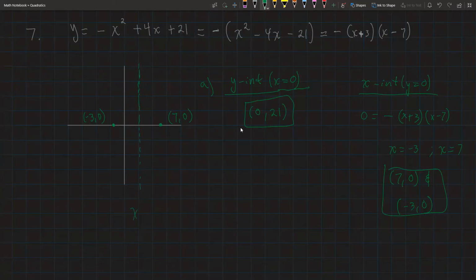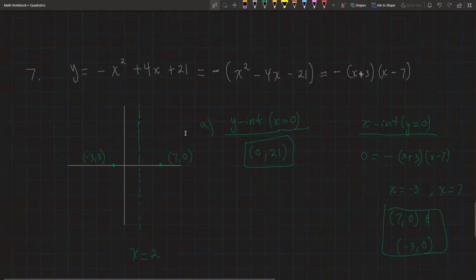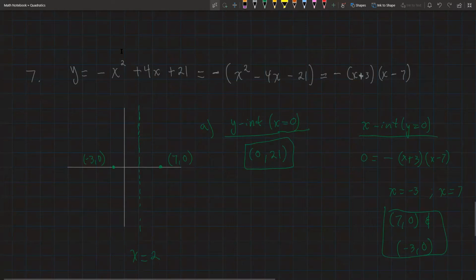What does that look like? Some positive number. Let's take the average. 7 minus 3 is 4. Divided by 2 is x equals 2. And remember from the beginning of the problem, was it a positive something square or a negative something square? Because it's some form of negative something square, the vertex must be somewhere up here to have that curving down type of form.